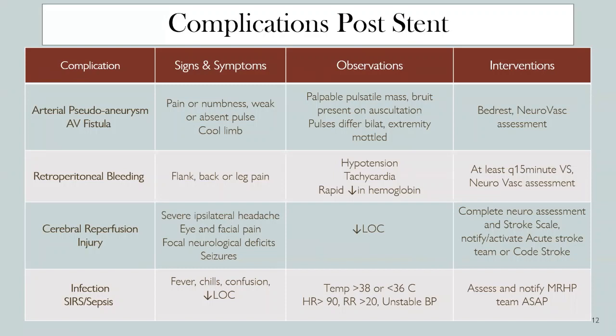Retroperitoneal bleeding presents as severe flank, back, or leg pain with visible bruising. Patients present with sudden onset of hypotension, tachycardia, and a rapid decline in hemoglobin. Notify the team and monitor neurovitals and vitals every 15 minutes. Cerebral reperfusion injury is also another complication, and we will cover this in detail in later slides.